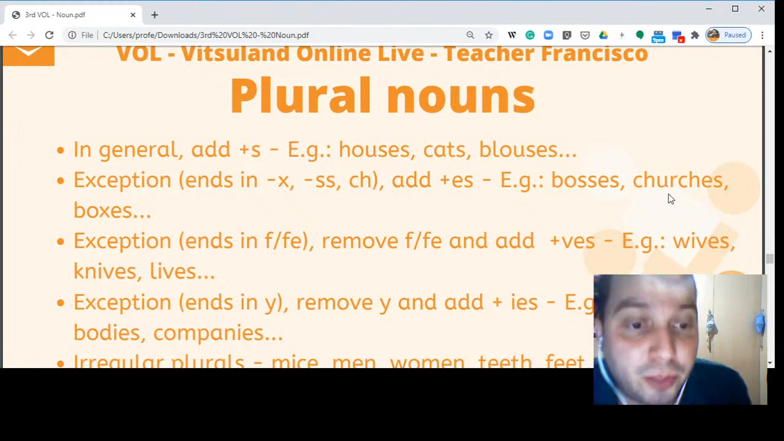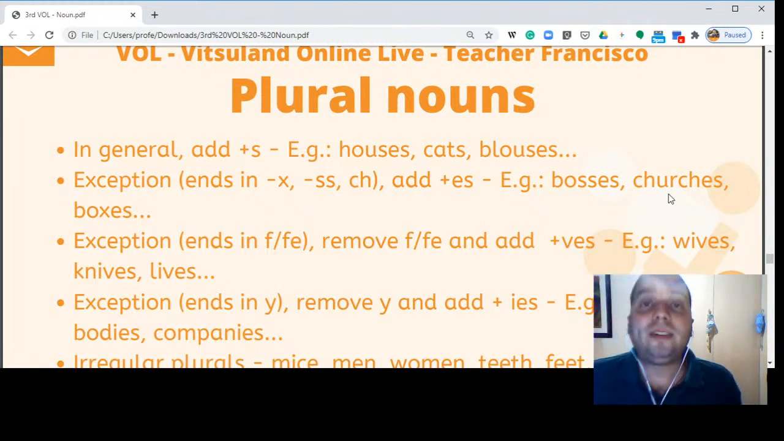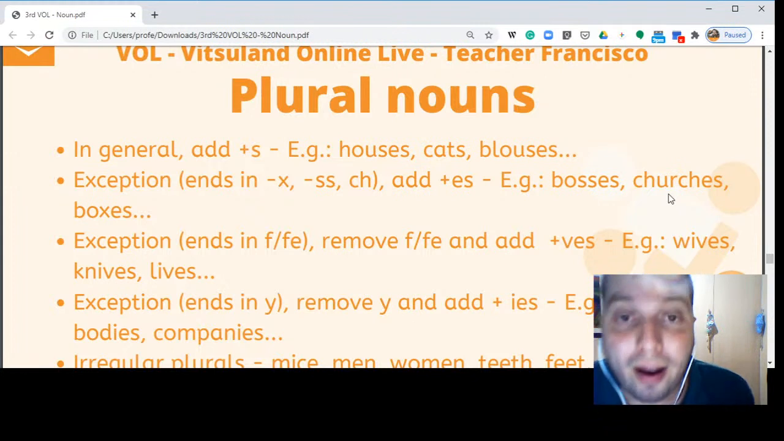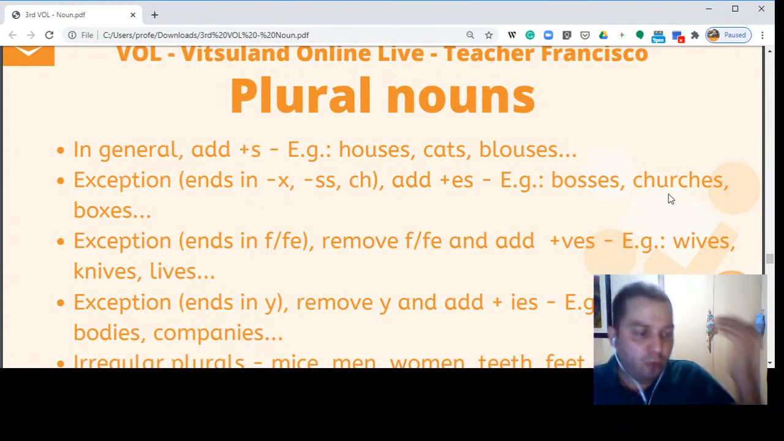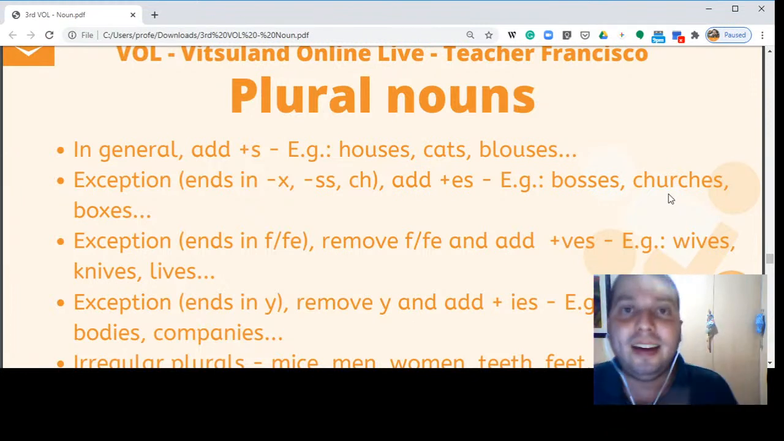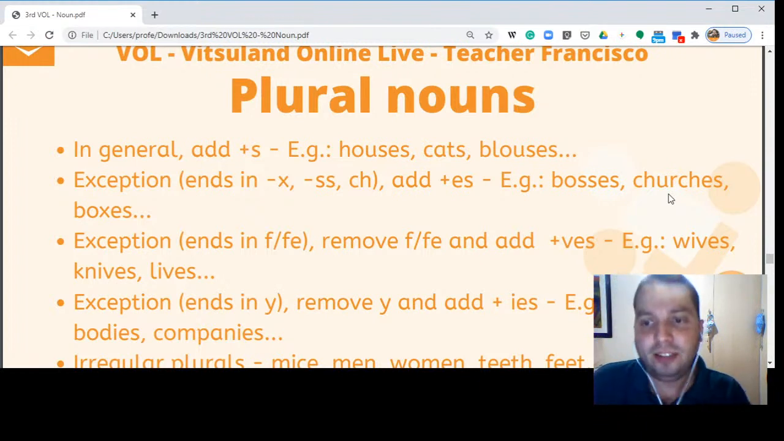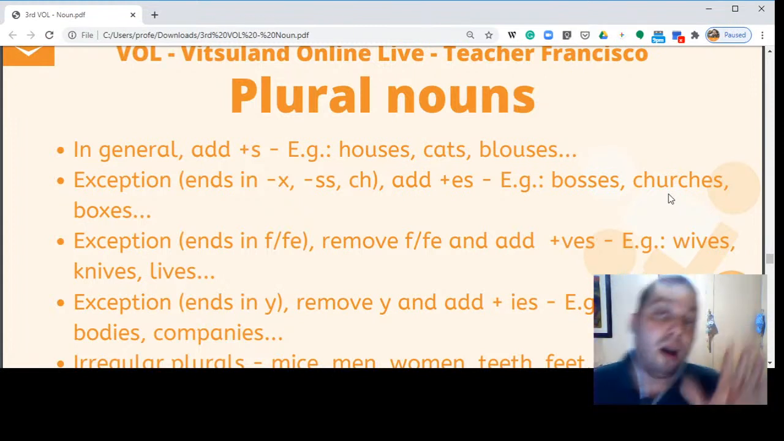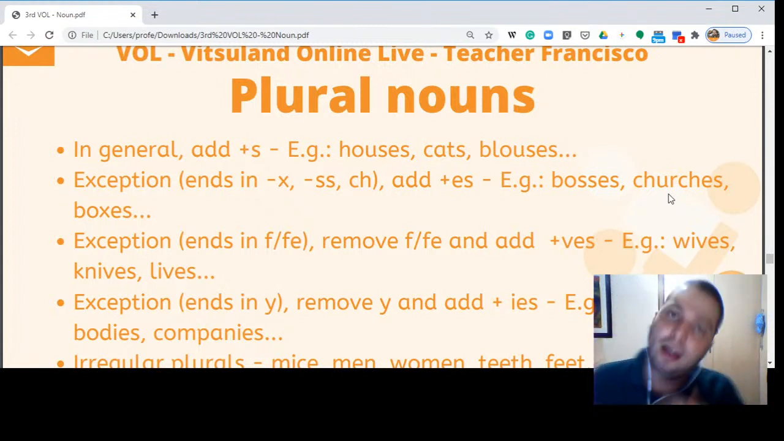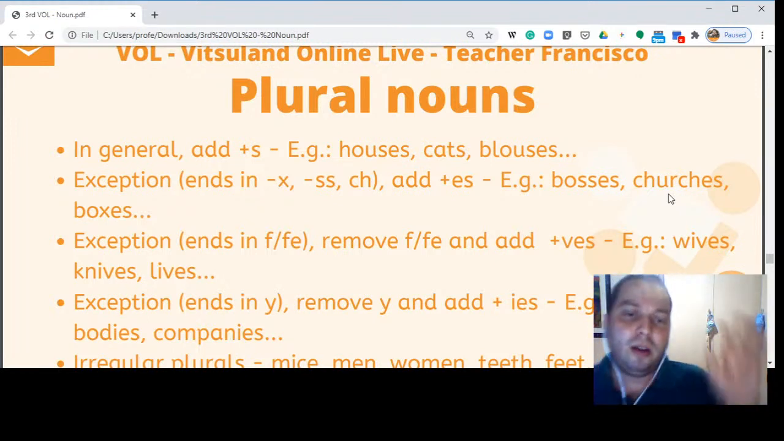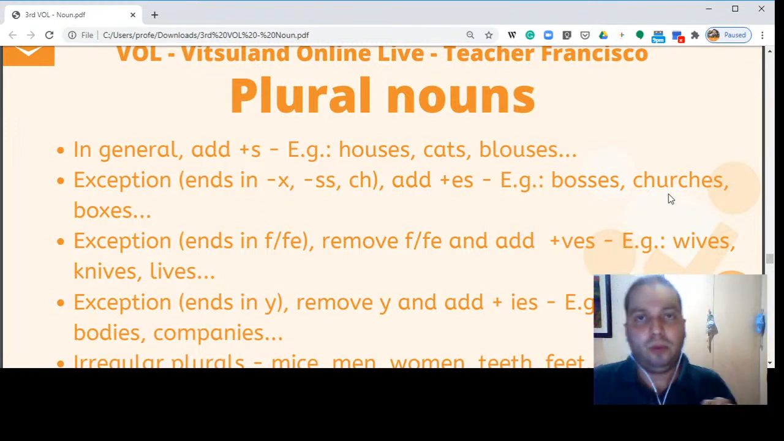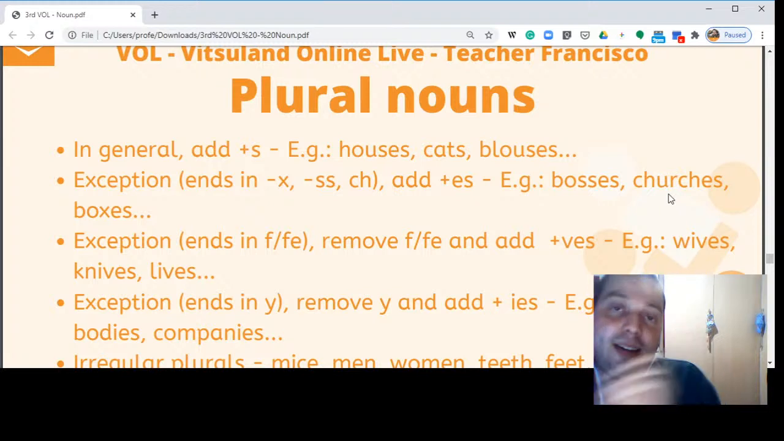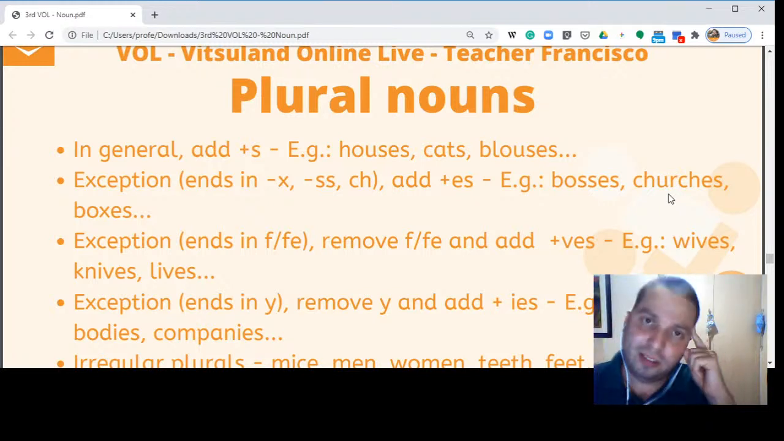Some other exceptions: words that end in Y. We remove the Y and we add IES. So country becomes countries, body becomes bodies, company becomes companies, and so on. So for words that end in Y, we just remove the Y and add IES. This is another exception.